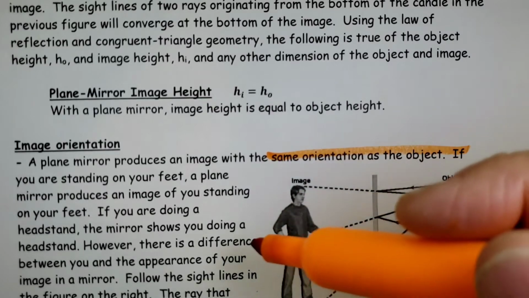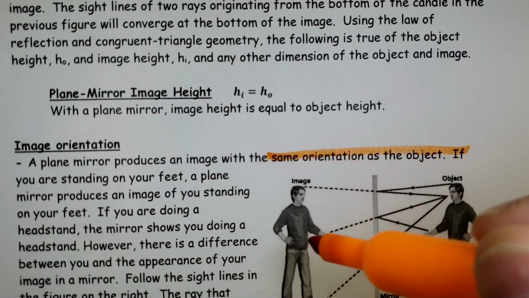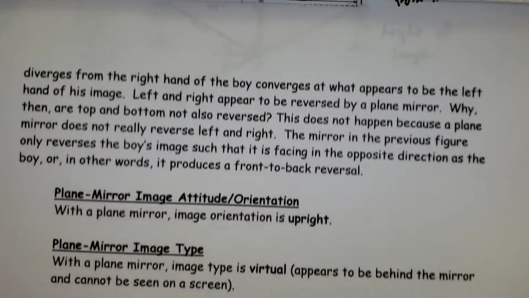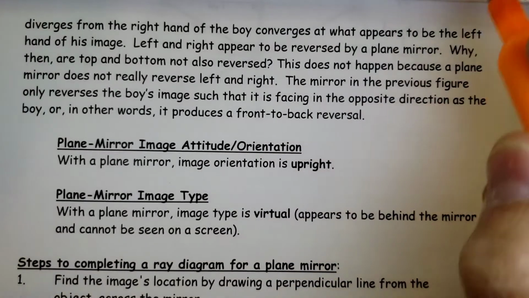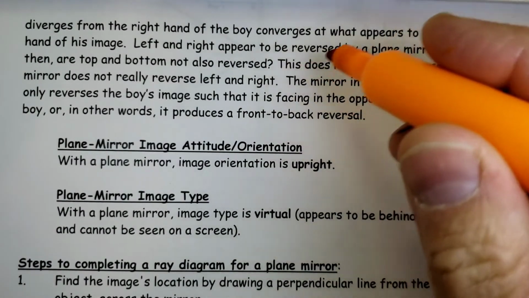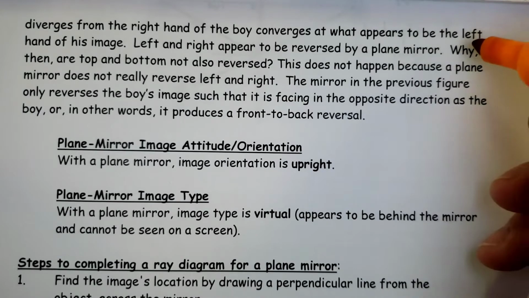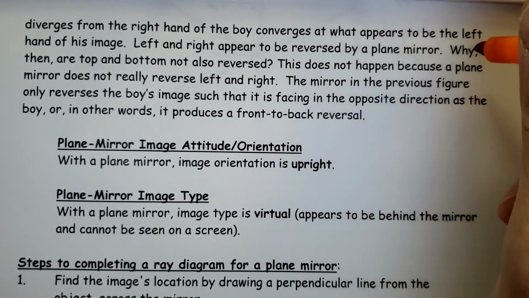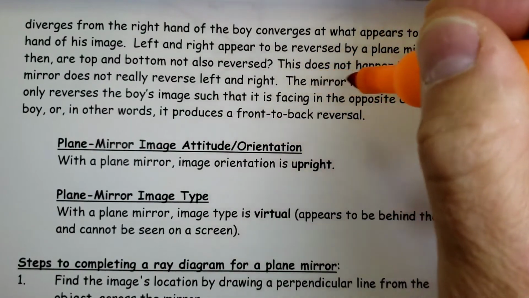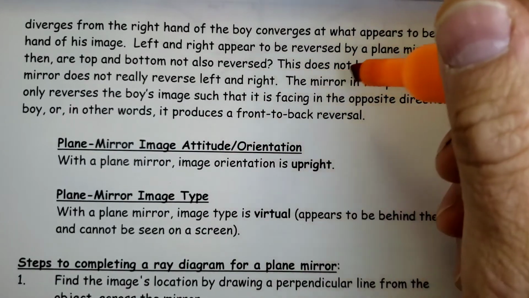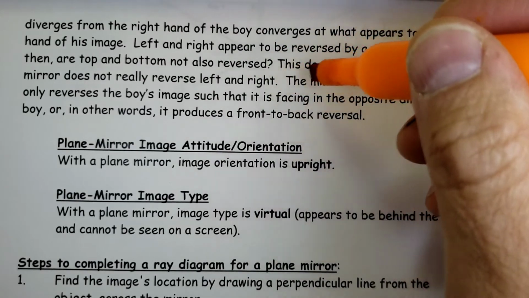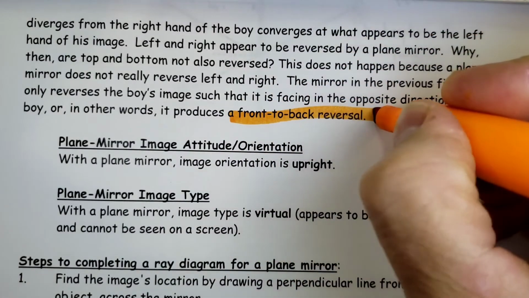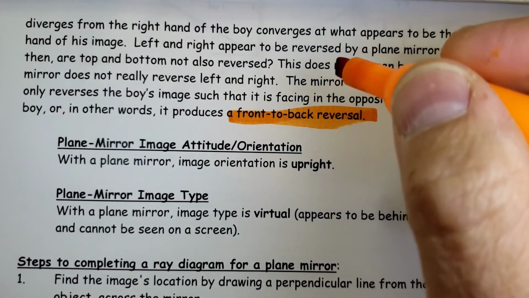However, there is a difference between you and the appearance of your image. Follow the sight lines in the figure on the right. The ray that diverges from the right hand of the boy converges to what appears to be the left hand of his image. Left and right appear to be reversed by a plane mirror. Why, then, are top and bottom not reversed? This does not happen because a plane mirror does not really reverse left to right. The mirror in the previous figure only reverses the boy's image such that it is facing in the opposite direction from the boy, or what we call a front to back reversal.